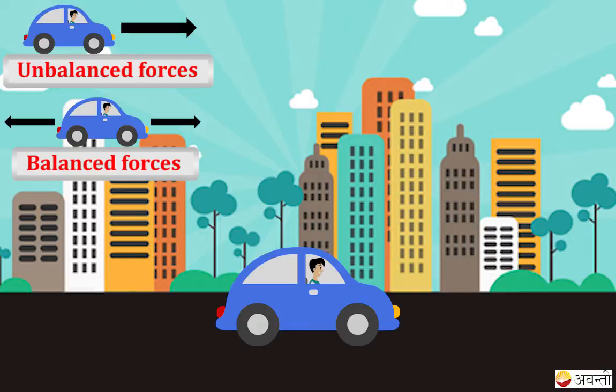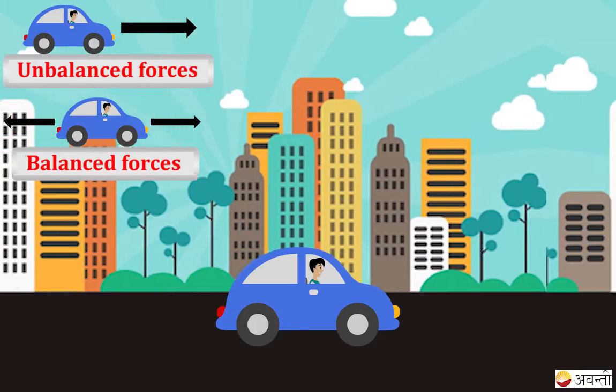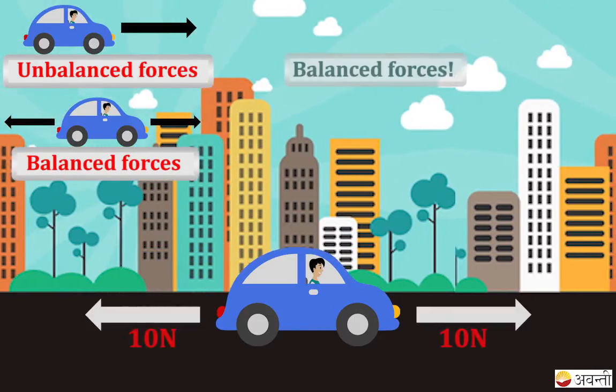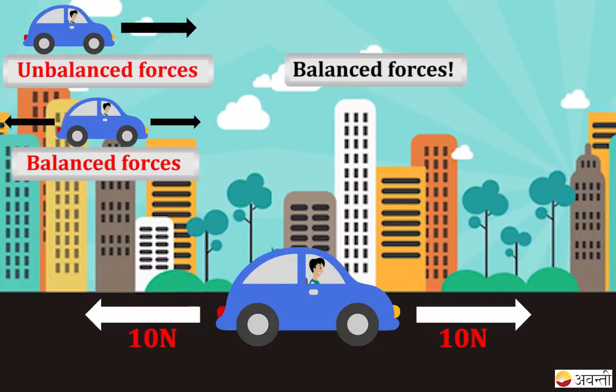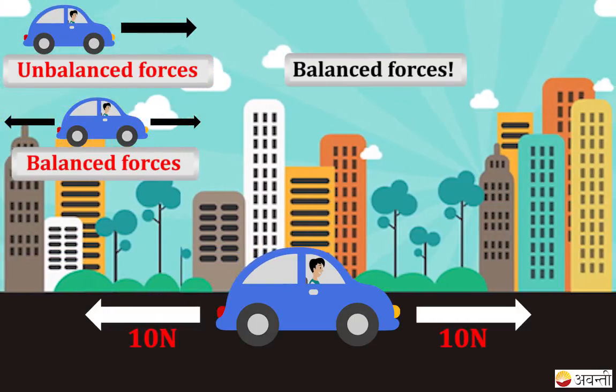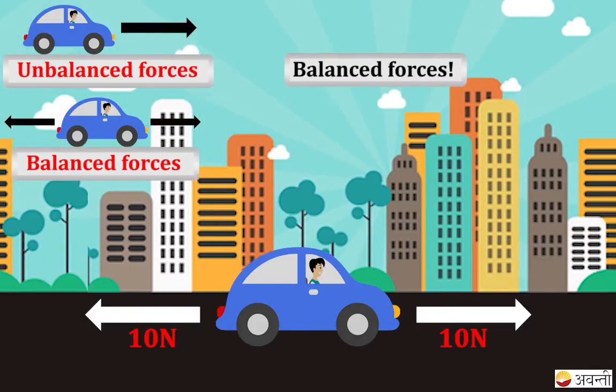Now let's assume that the car again is moving with a constant velocity and there are two balanced forces acting on it. What will happen then? The forces will simply cancel each other out and the car will continue to move with the same velocity.